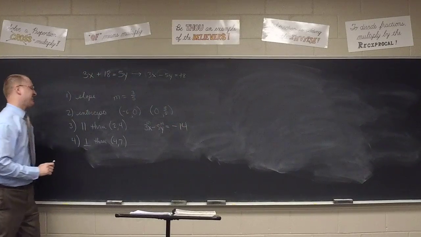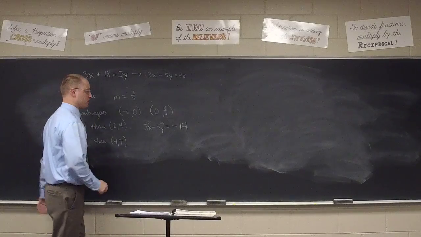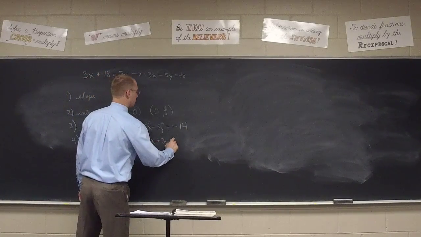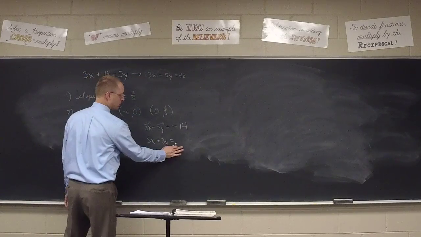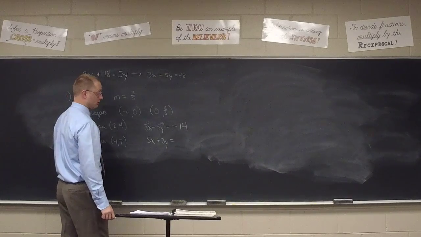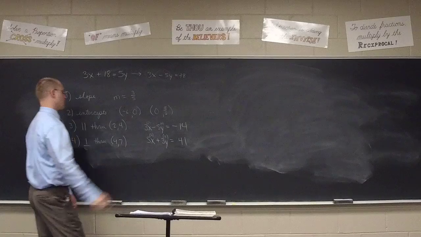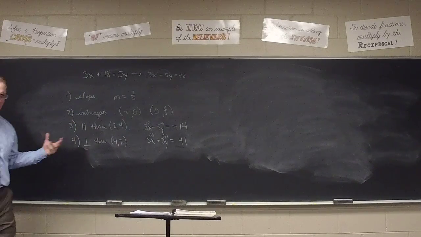All right, and then Quentin, a perpendicular through 4, 7. Well, I already know how the perpendicular is going to start. 5x plus 3y equals something, right? And when I plug in the 4, 7, 41 is my finishing statement there. All right, questions on this? I feel like we got the general form down pretty well.